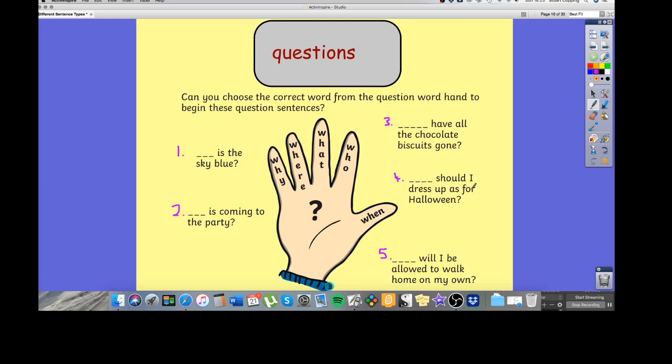Should I dress up for Halloween? Why should I dress up as for Halloween? Where should I dress up? What should I dress up as? Who should I dress up as? When should I dress up as?